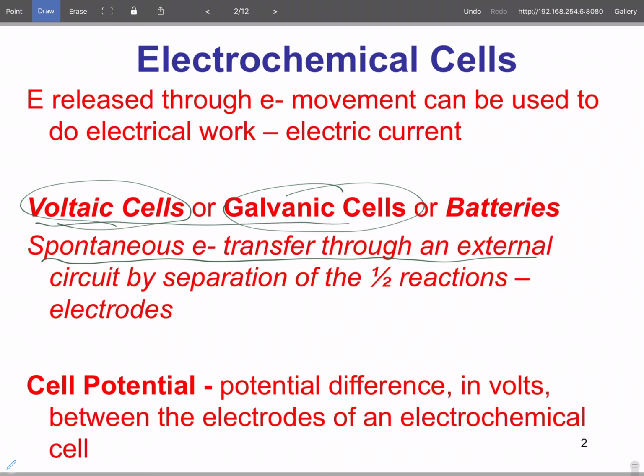So, because of these two guys, we call spontaneous cells voltaic or galvanic. We will do non-spontaneous cells later. That's electrolytic. You'll also encounter one in the lab. Now, these cells operate on the difference in the potential, or the energy of the electrons that we transferred in the half cells. So we call this the cell potential: the difference between the electrodes of an electrochemical cell.